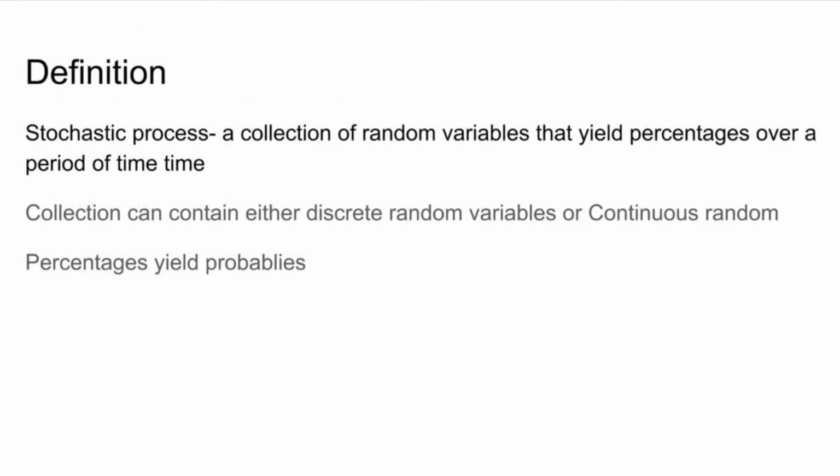So now that we have the history and the origin of the stochastic process out of the way, we can get into the formalities. First, we're going to start with a formal definition, and the definition of a stochastic process is a collection of random variables that yield percentages over a period of time. The differences in the stochastic processes is that some are discrete and some are continuous, and we'll get into that in a bit. And the main thing to understand is that percentages yield probabilities.